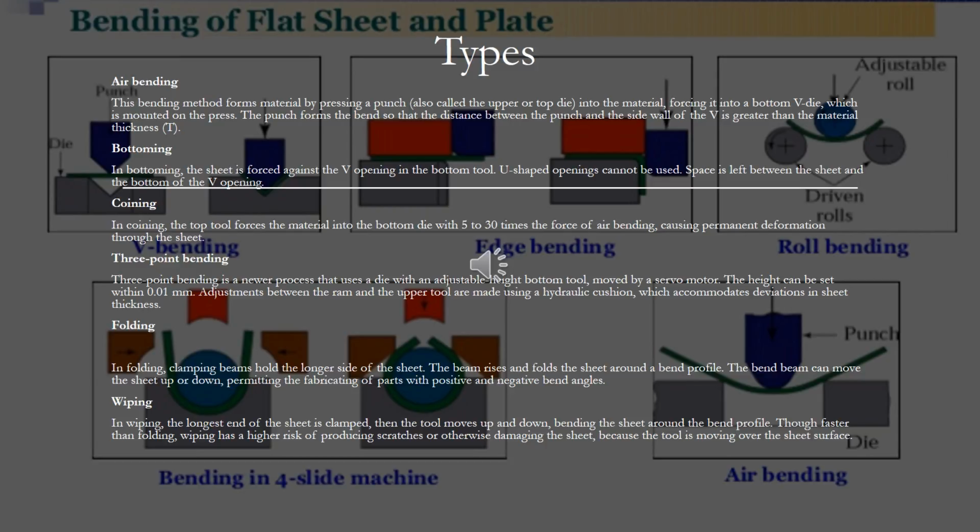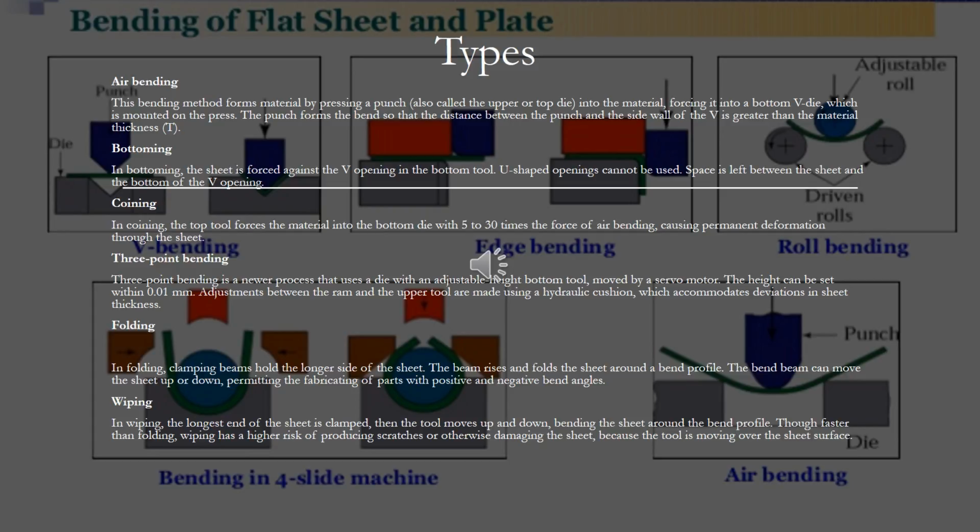Folding. In folding, clamping beams hold the longer side of the sheet. The beam rises and folds the sheet around a bend profile. The bend beam can move the sheet up or down, permitting the fabricating of parts with positive and negative bend angles. Whipping. In whipping, the longest end of the sheet is clamped. Then the tool moves up and down, bending the sheet around the bend profile.